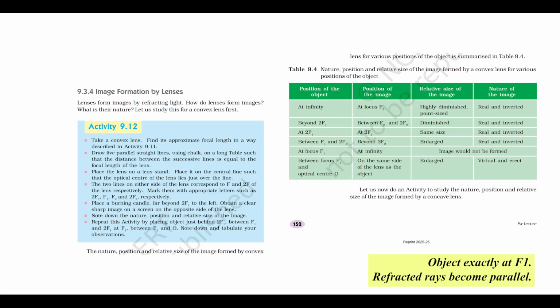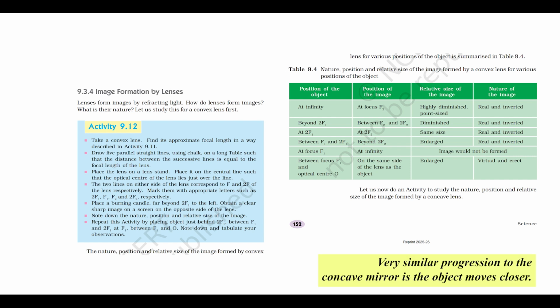Object exactly at f1. Refracted rays become parallel. Image at infinity. Highly enlarged, real, and inverted. The special case. Object between O and f1. This is the only case for a convex lens giving a virtual and direct image. It's formed on the same side as the object, and it's enlarged. This is the magnifying glass case. Right. Object close up, you get a big upright virtual image.